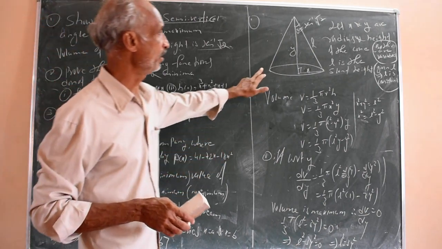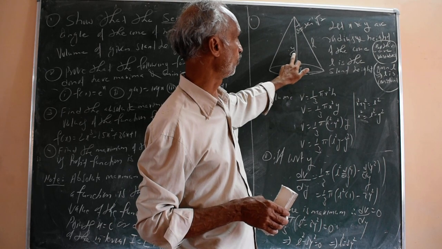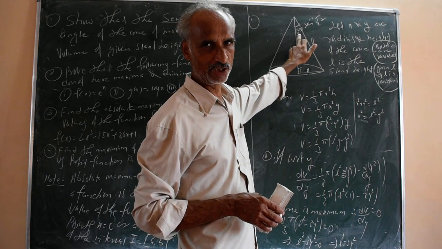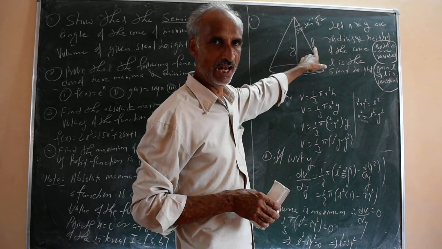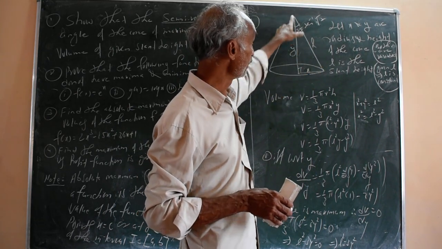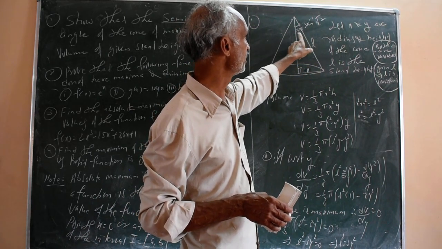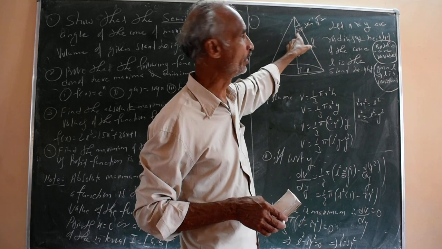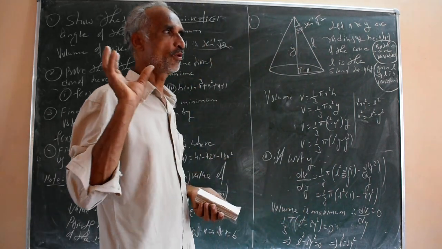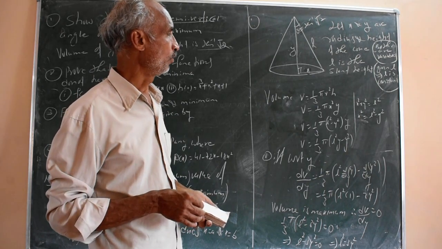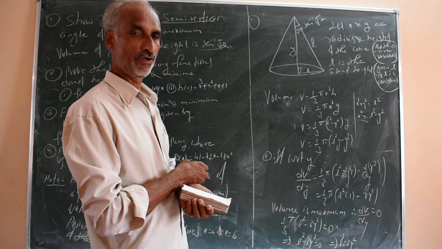Now here is the figure. Let x be the radius of the cone and y the height of the cone. This is the semi-vertical angle. The slant height L and the vertical height y, the angle between y and L is the semi-vertical angle theta. We have to show that theta equals tan inverse root 2 under the given two conditions: one, volume is maximum, second, L is constant.